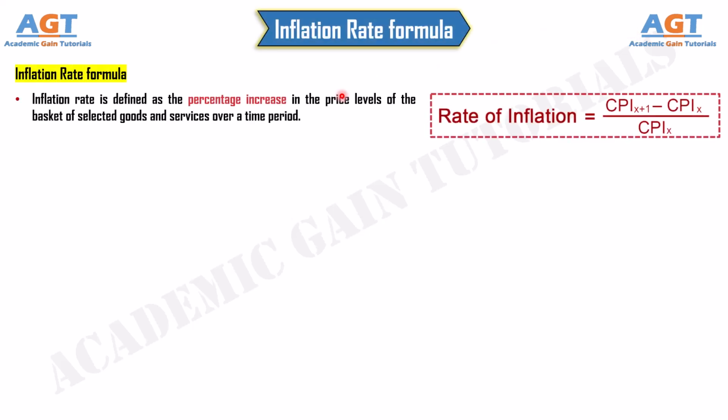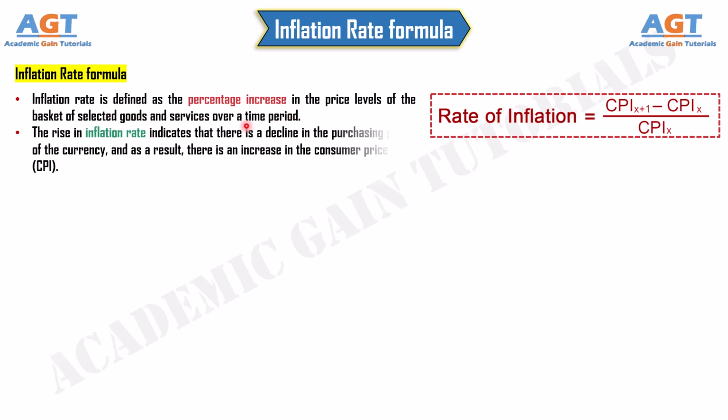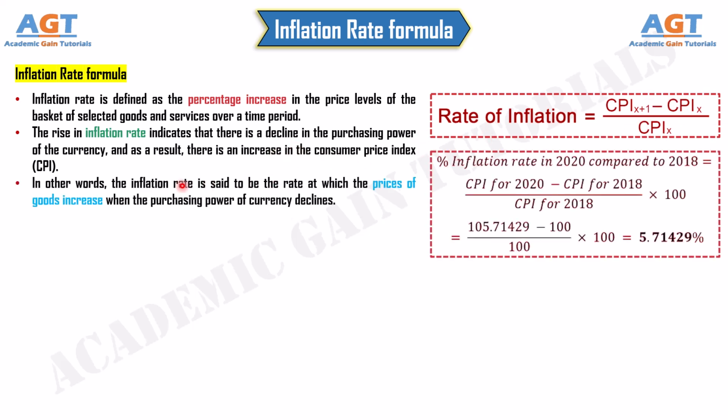Inflation rate is defined as the percentage increase in the price levels of the basket of selected goods and services over a time period. The rise in inflation rate indicates that there is a decline in the purchasing power of the currency, and as a result, there is an increase in the Consumer Price Index, CPI. In other words, the inflation rate is said to be the rate at which the prices of goods increase when the purchasing power of currency declines.